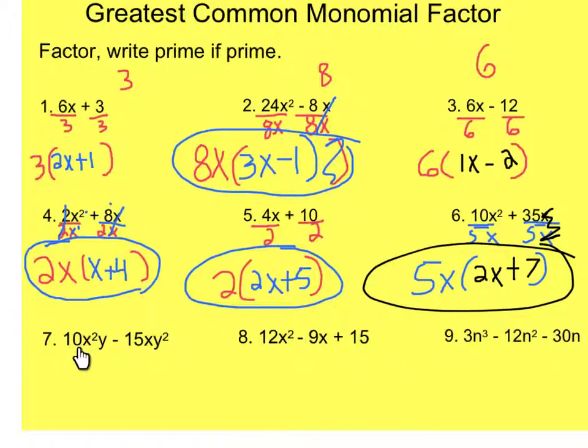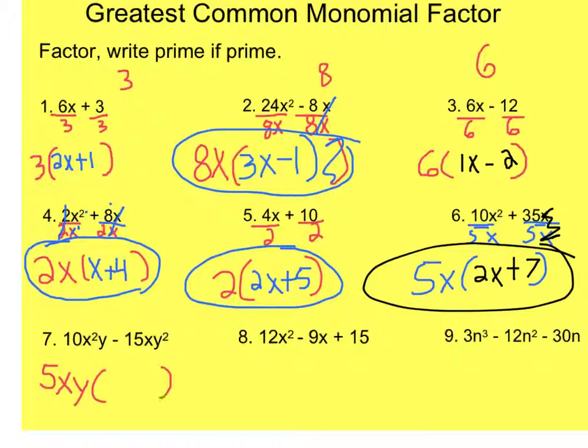Here I have 10x squared y minus 15x squared y. So focus on the numbers. What can divide 10 and 15? And that answer is 5. Now look at the variables. I have 1x here and 2x's here, so I can take 1x out. And here I have 1y and 2y. Well, the most I can take is just 1y.